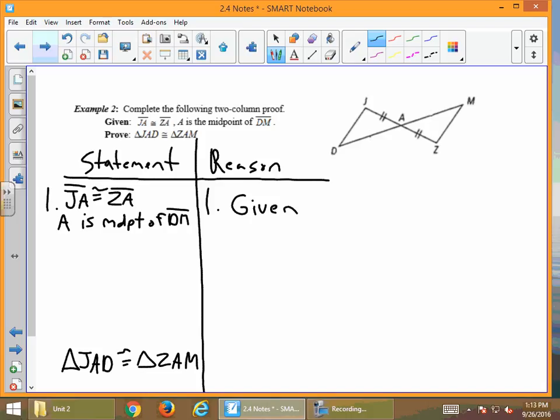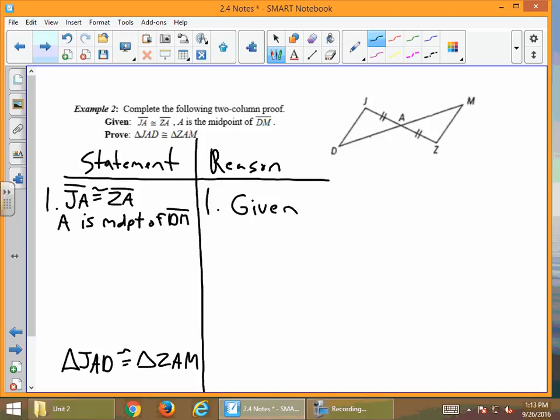Now I'm going to see if everything's marked correctly. So JA is congruent to ZA. Is that marked? Yes, it is marked. A is the midpoint of DM. There's nothing marked on DM. But we also have a key thing here. What does this tell us right here? This word, this English word, this human word. It is, but it's going to tell us a certain reason based off this.